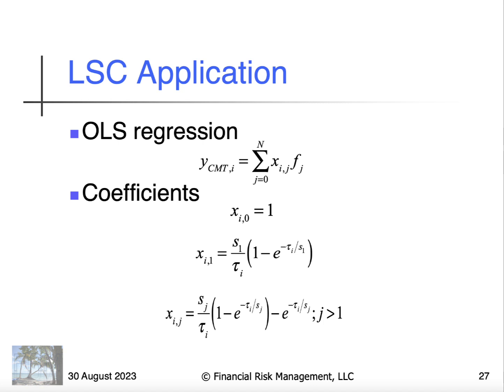So let's consider the LSC model. If you recall, it's a simple transformation of maturity with the scalar, and that's regressed on whatever the variable is that we're trying to fit. In this case, it's CMT yields. And so we're going to consider the LSC model, assuming a scalar of 2.